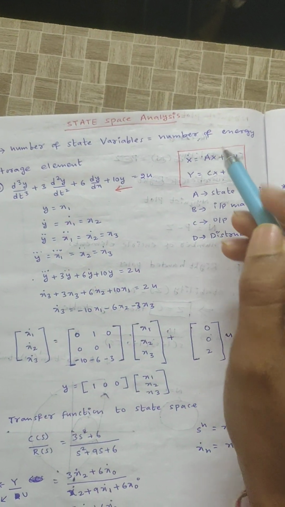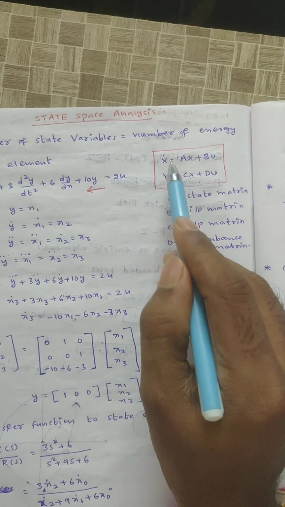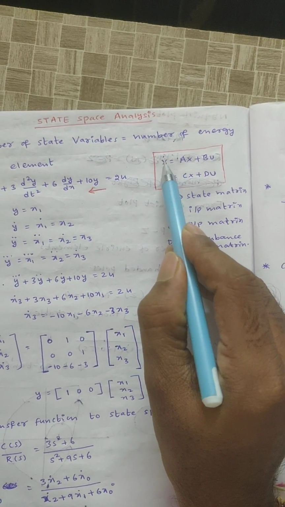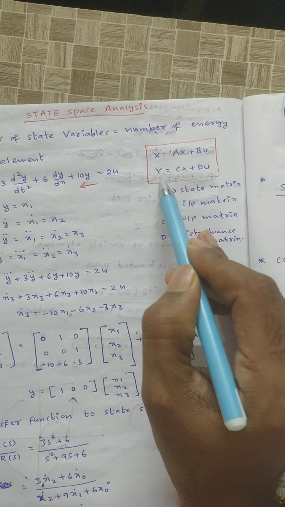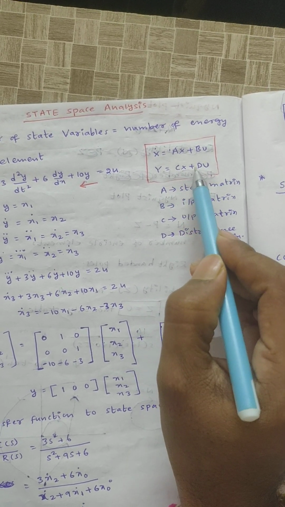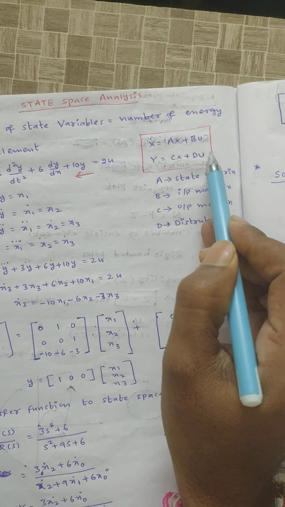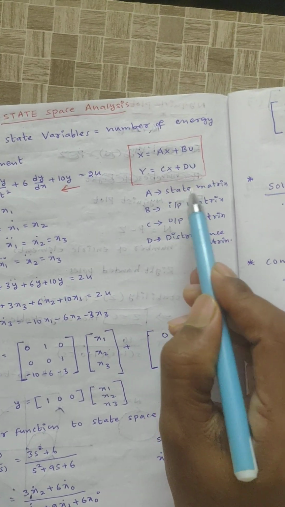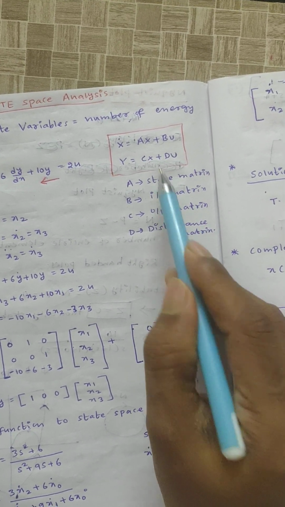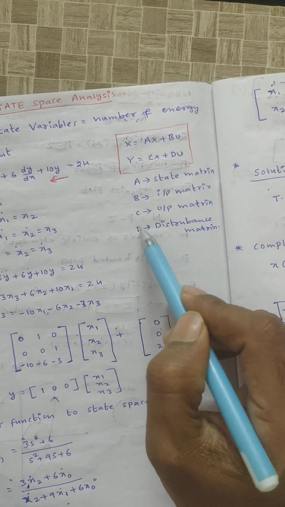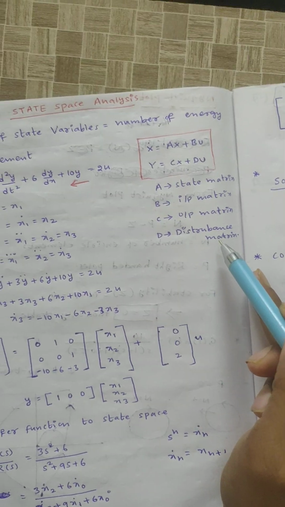Next, see here, in state space analysis the representation will be x dot equals A x plus B u, and y equals C x plus D u, where A is the state matrix, B is the input matrix, C is the output matrix, and D is the disturbance matrix.